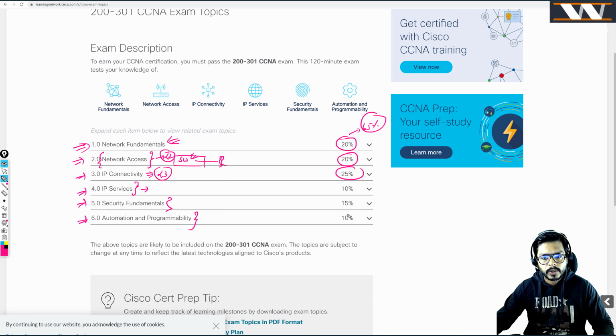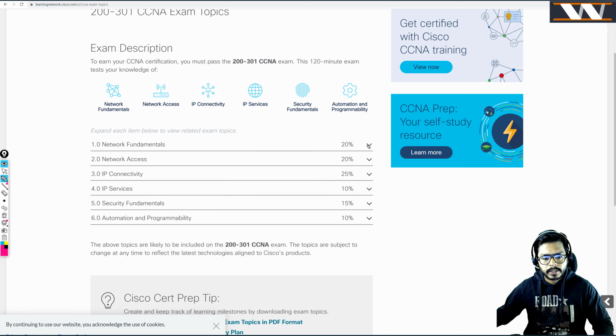If you combine automation and programmability with it, we are done with 75%, right? Today and tomorrow, we are going to cover IP services and security fundamentals. It is going to make this syllabus 100%. But yes, as I mentioned, there is more to it, right? If you want to go a little bit deeper, you should do that.